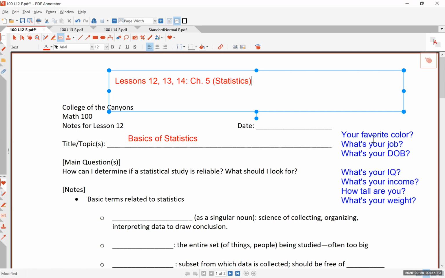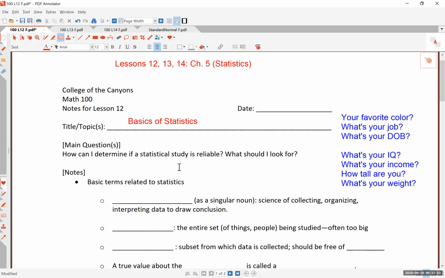I have a few questions here. What is your favorite color? What is your job? What is your date of birth? What's your IQ and income? How tall are you? What is your weight? All these questions are trying to gather information about you, and some of these data are of different types, and we'll talk about these things.